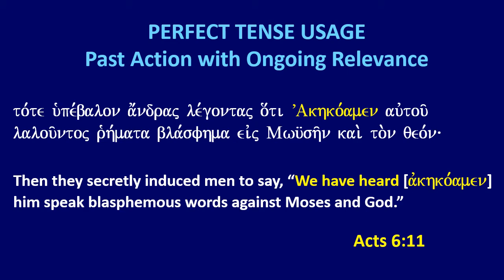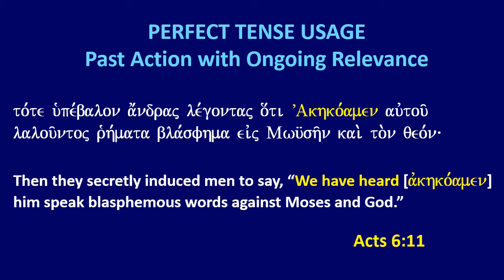And now we're going to look at a couple of examples where we have the perfect tense used for past action with ongoing relevance. Not that the resulting state is what's emphasized, but the relevance, significance, implications of a past action are what's significant for the present.